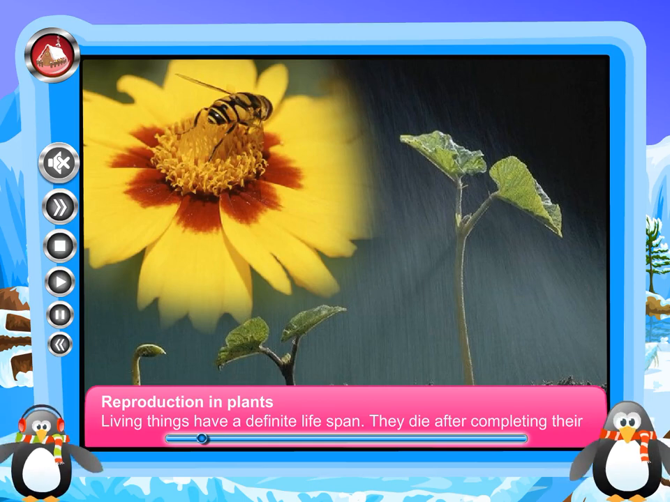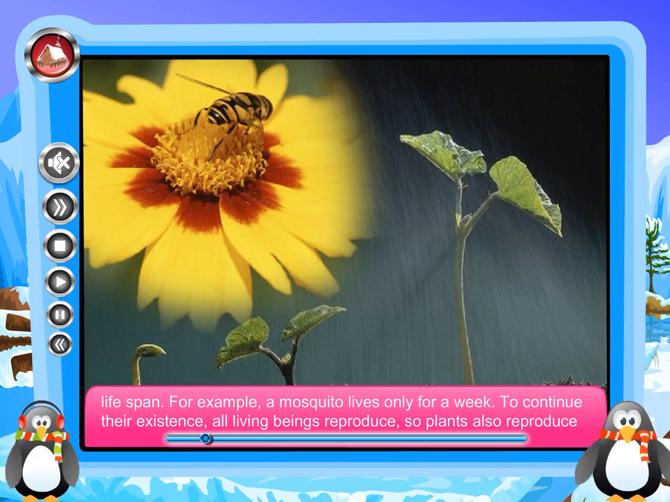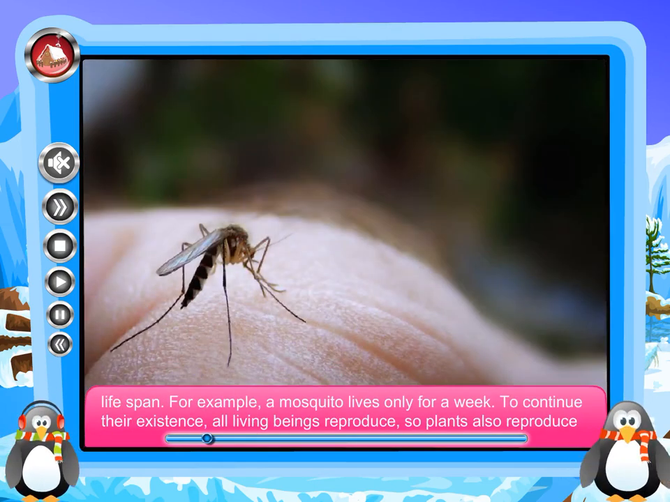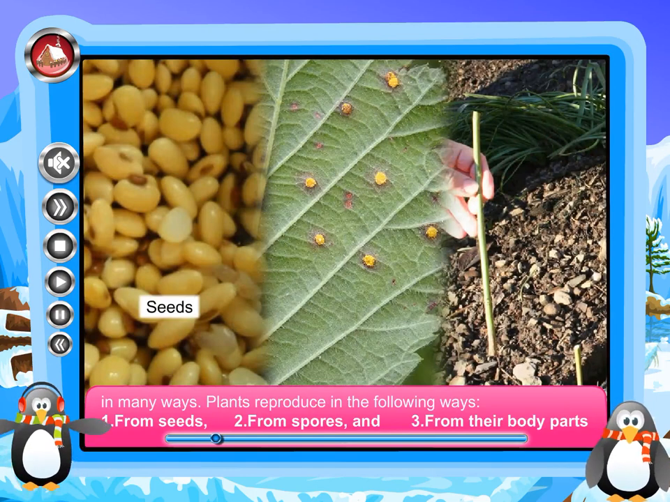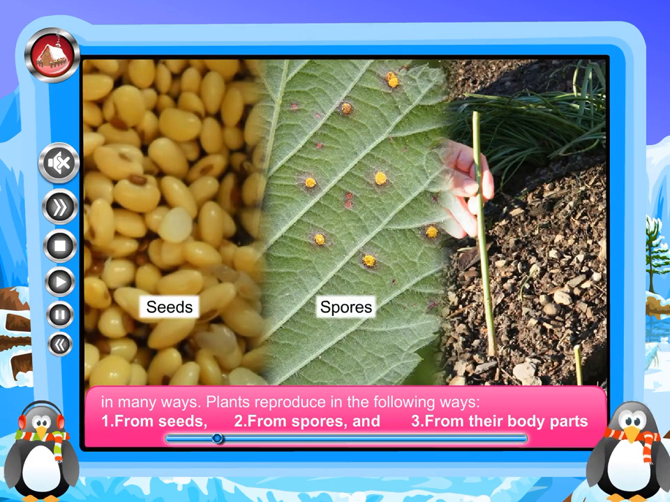Reproduction in plants. Living things have a definite lifespan. They die after completing their lifespan. For example, a mosquito lives only for a week. To continue their existence, all living beings reproduce. So plants also reproduce in many ways. Plants reproduce in the following ways: from seeds, from spores, and from their body parts.